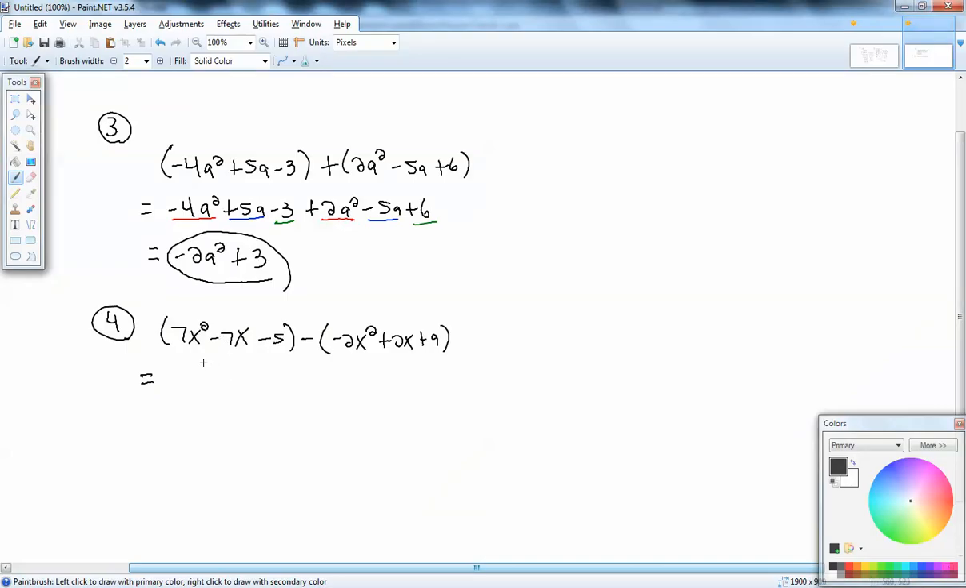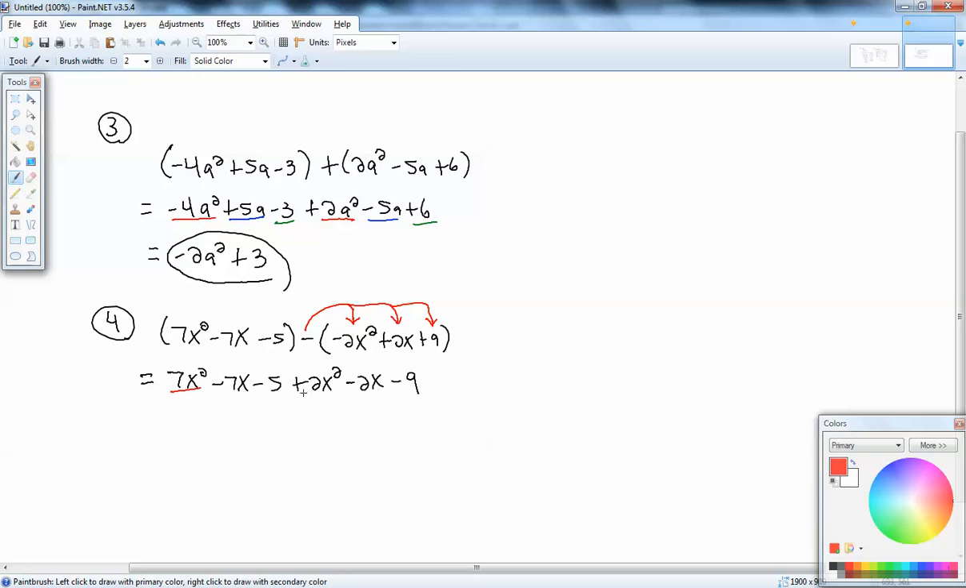Well, first thing we'll do is get rid of parentheses. The first set of parentheses doesn't do anything, so I'll just drop it. So we got 7x squared minus 7x minus 5. Now, if you have a negative out in front of your parentheses, this is going to flip the sign of everything inside. So flip the sign of that, of this, and of this. So this negative 2x squared becomes a positive 2x squared. This positive 2x becomes a negative 2x. And this positive 9 becomes a negative 9.